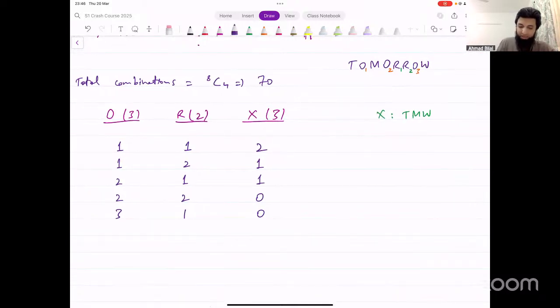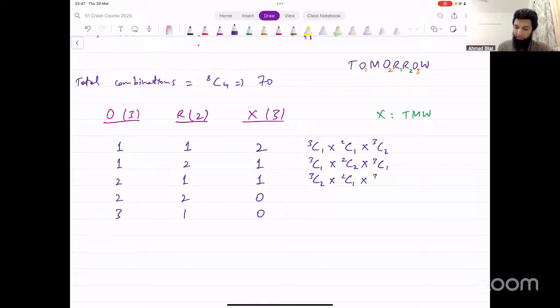So the first case would be 3C1 times 2C1 times 3C2. That's the first case. Then the second case would be 3C1 times 2C2 times 3C1. Then the next case is 3C2 times 2C1 times 3C1. And then you have 3C2 times 2C2 times 3C0. And then finally, you have 3C3 times 2C1 times 3C0. You evaluate each one of them and see what that gives you.